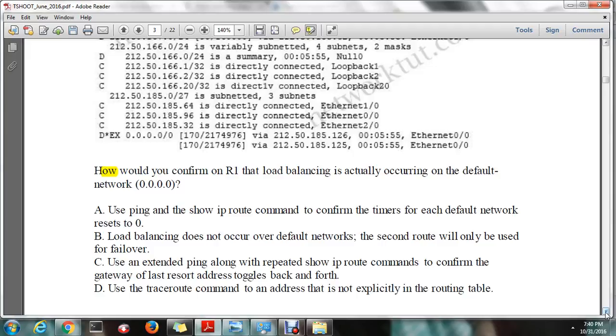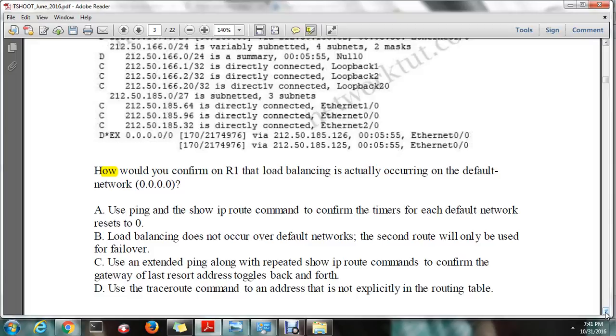Okay, just to check answer A. What does answer A denote? Use ping and show IP route command to confirm the timers for each default network reset to 0. See this, it is saying that you just have to ping and again execute the show IP route command, and check that for the default route the time resets to 0. Right now it is showing 5:55, meaning 5 minutes 55 seconds ago it was done.